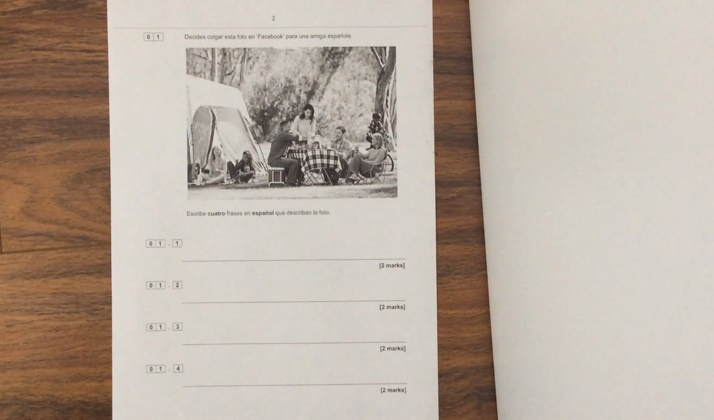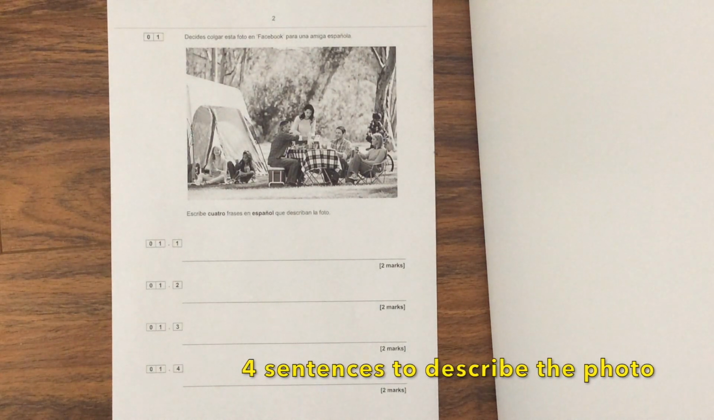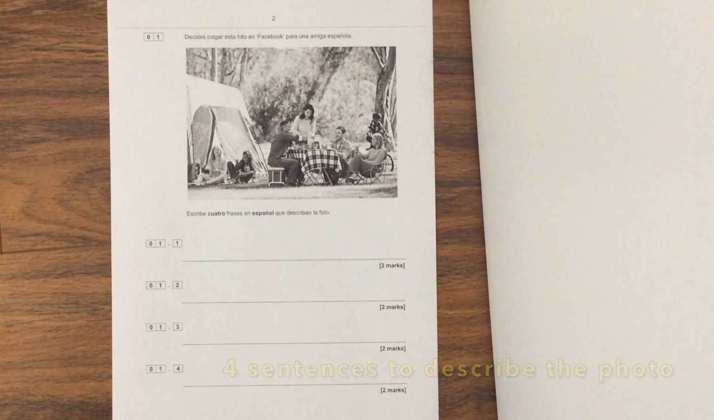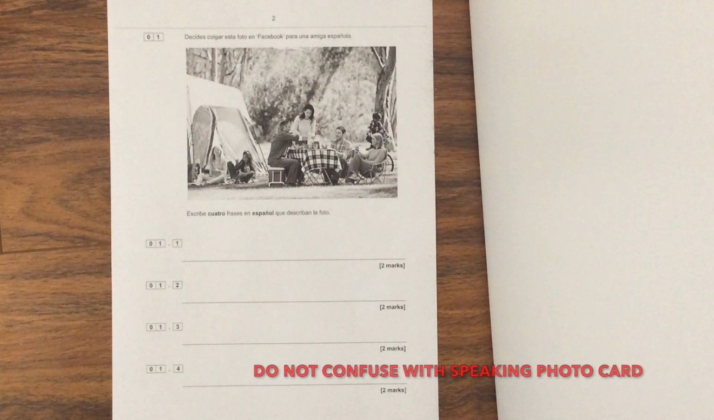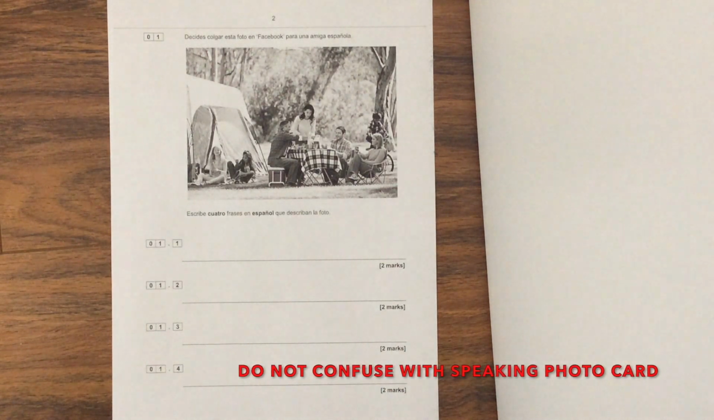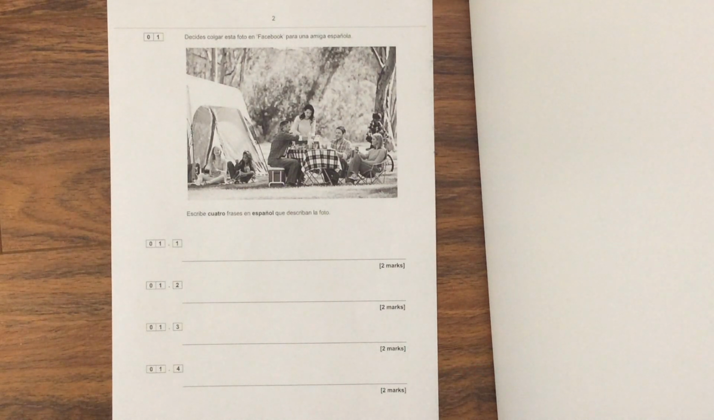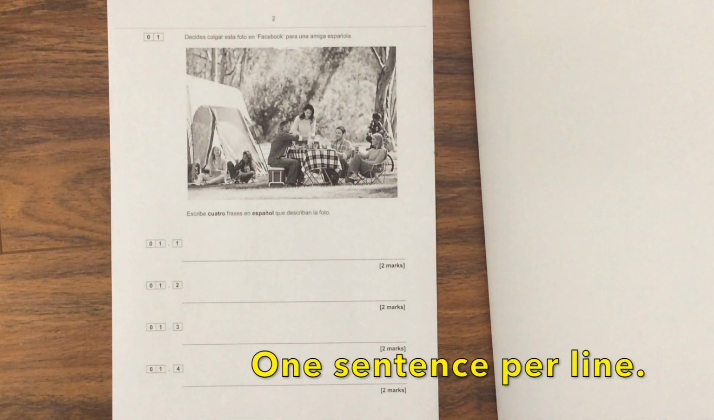So this is the first question of the foundation paper for AQA GCSE Spanish writing. What you have to do is write 4 sentences in Spanish to describe the photo. I think the first thing you really need to do is distinguish this and separate it off from the photo card that appears in the speaking exam. In the speaking exam, you are required to give almost a paragraph for the first question about what's in the photo. This one, you need to write a sentence on each line.